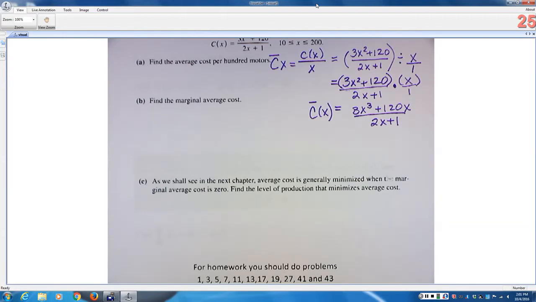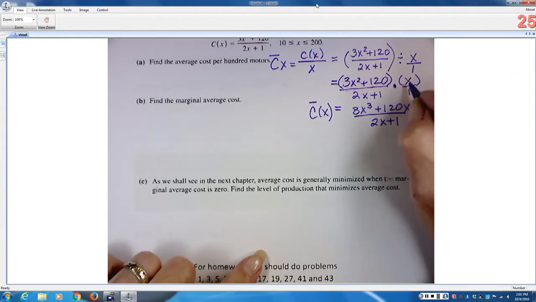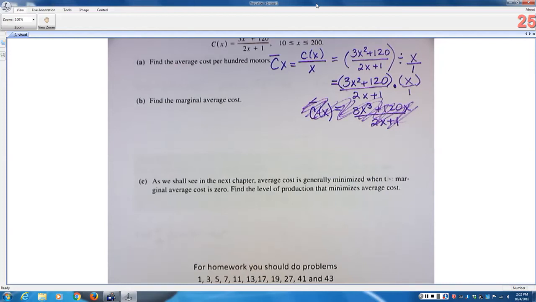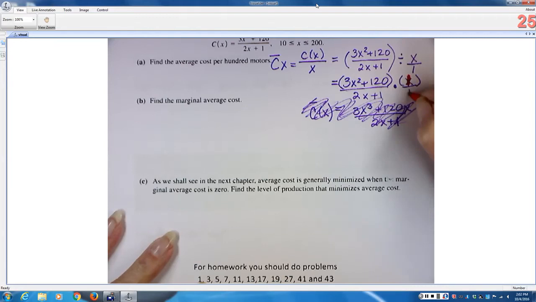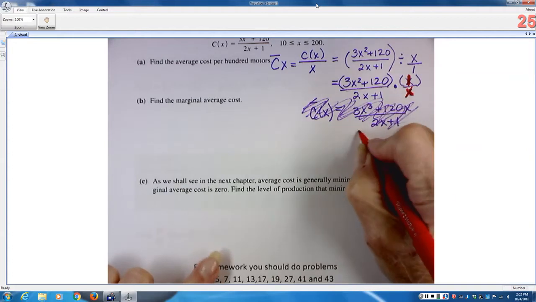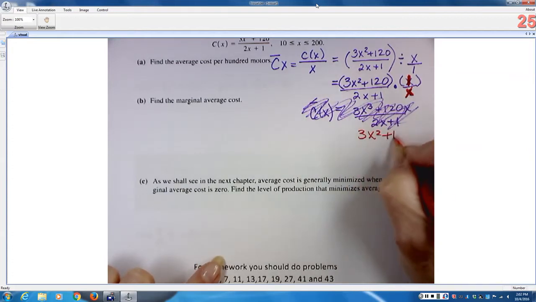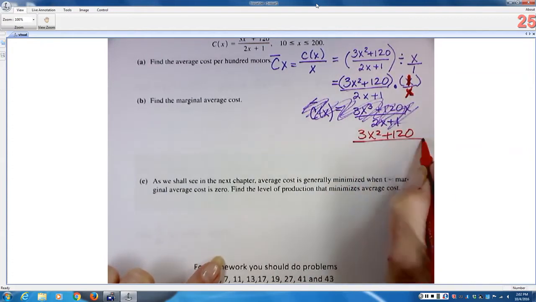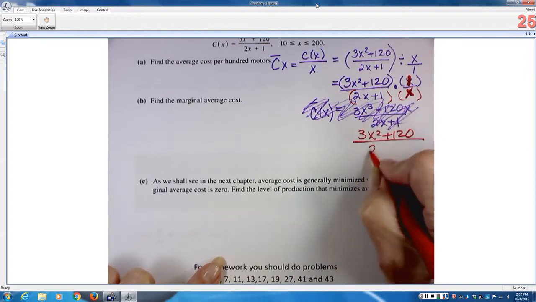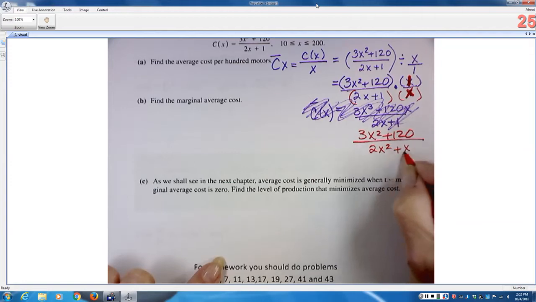right? Okay. I think I need to go back. Sorry. I think I need to go back and start over today. This is just not my good day. Yes, Shannon, thank you. I said take the reciprocal, and then I didn't do it. So, 3x squared plus 120 over 2x plus 1 times x is going to be 2x squared plus x.